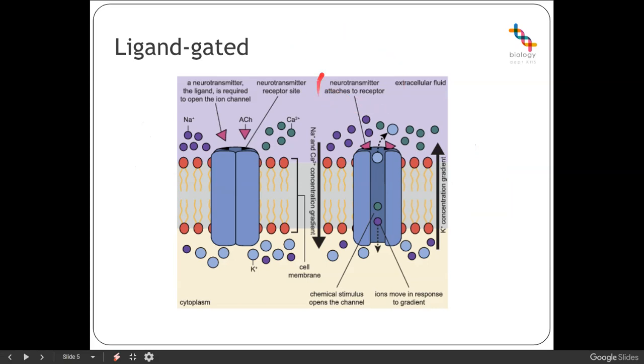Here is a slightly more complicated diagram of the same thing. In this case, we have our phospholipid bilayer. We've still got our protein, and we've got our receptor sites for our neurotransmitter. Those of you who did Higher Human Biology might remember from last year, we've got acetylcholine in this case as our neurotransmitter. And we've got some ions on either side of the membrane which aren't able to travel across right now. Once our neurotransmitter binds to our receptor, that causes our conformational change and allows our ions to be able to get across our plasma membrane.